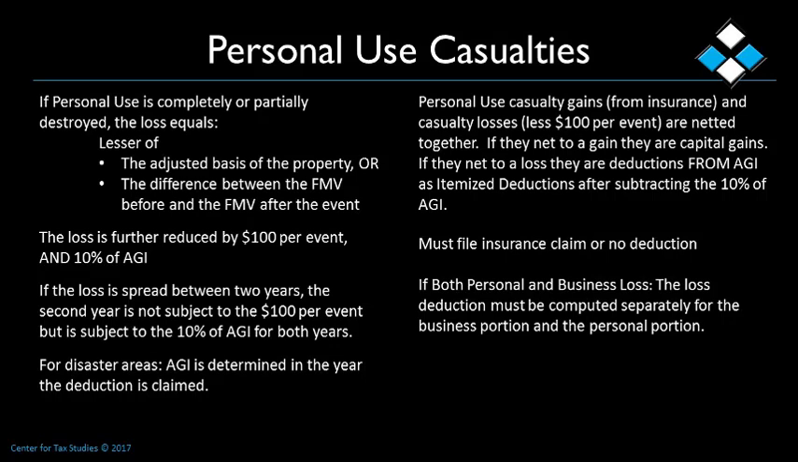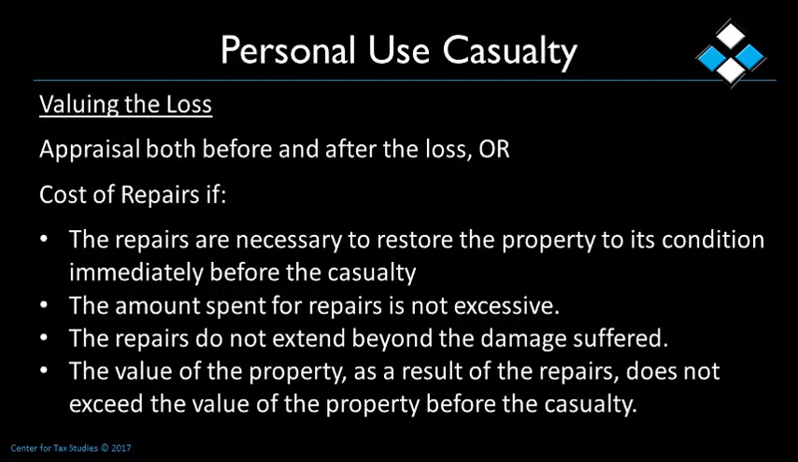If a taxpayer has insurance coverage on personal use property, an insurance claim must be filed to claim a casualty loss. So in summary, you must file an insurance claim, otherwise you get no deduction. To value the loss, you must have an appraisal both before and after the loss, or you get the cost of repairs. But you get the cost of repairs if the repairs are necessary to restore the property to its condition immediately before the casualty.